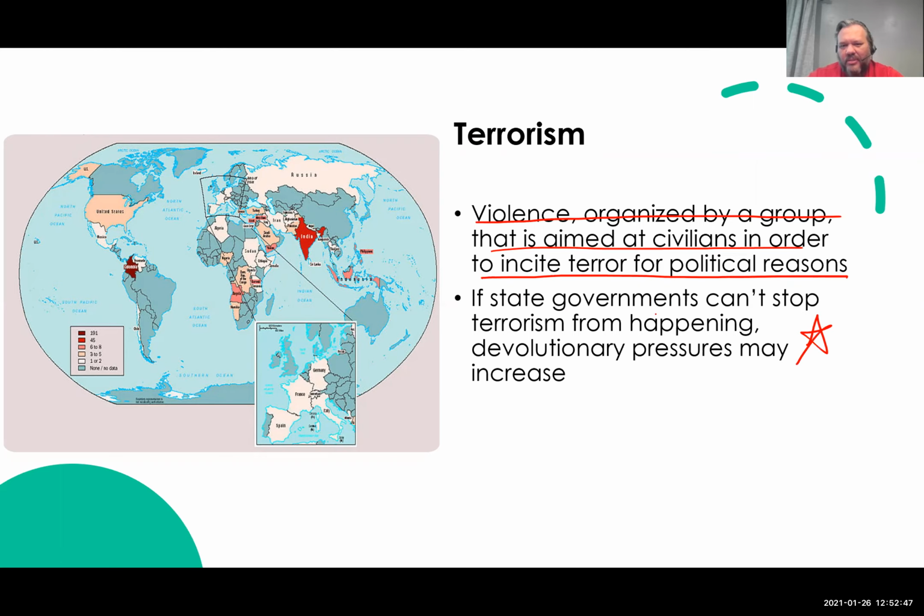All right. If a state government, so here's the devolutionary part of this. If a state government can't stop terrorism from happening, you might see devolutionary pressures increasing. And so you can see over here, this is like a terrorism index kind of thing, the number of terrorist actions in different countries. And so just kind of leave it at that.